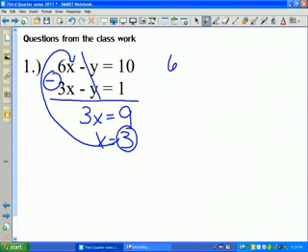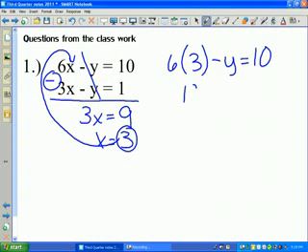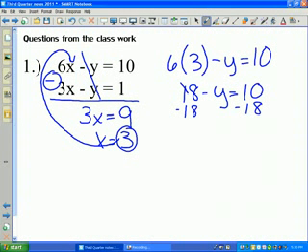So let's try the first one. Why not? So if we have 6, parenthesis, 3, minus y equals 10. So we have 6 times 3, which gives me my 18, minus y equals 10. So I'm going to subtract 18 on both sides. This was another thing that people did. In order for these to cancel out, one has to be positive and the other one has to be negative.